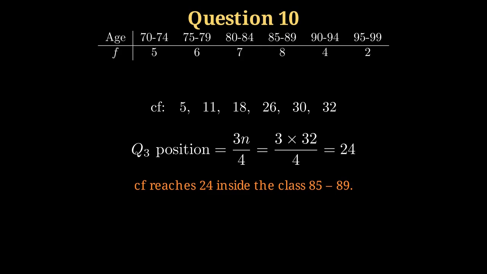Where does the 24th value fall? The cumulative frequency is 18 up to 84, and jumps to 26 by 89. So the 24th value sits inside the class 85 to 89.